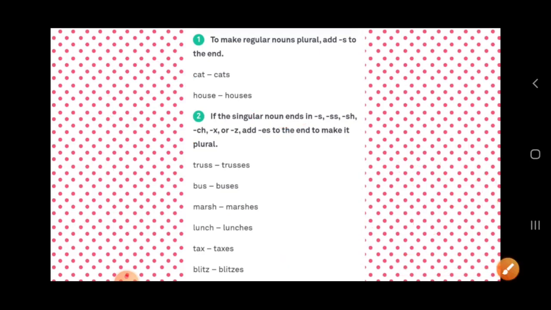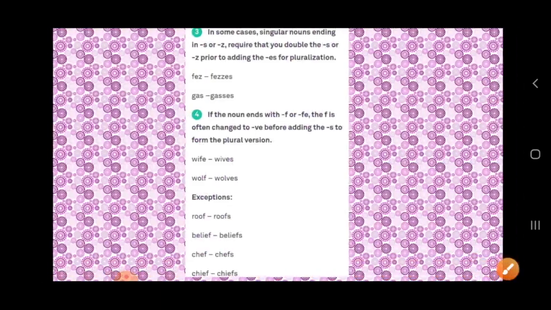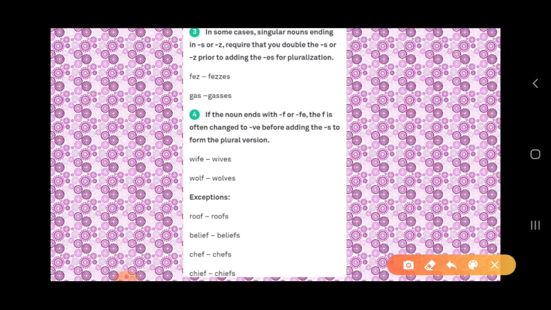Moving further, we'll study rule number three. So here we have rule number three as example. In some cases, singular nouns ending in s or z require that you double the s or z prior to adding the es for pluralization.